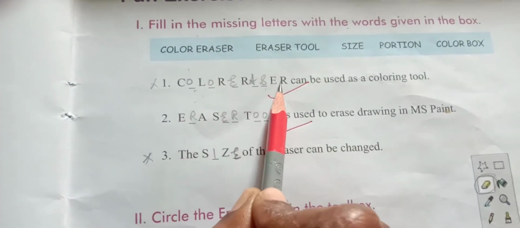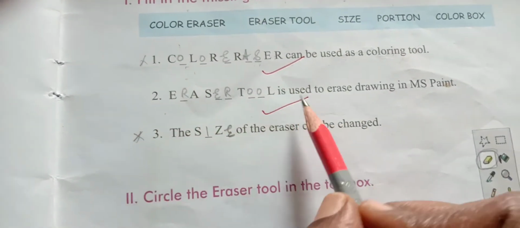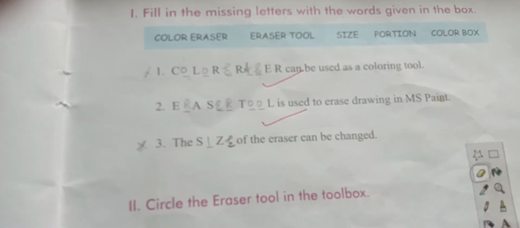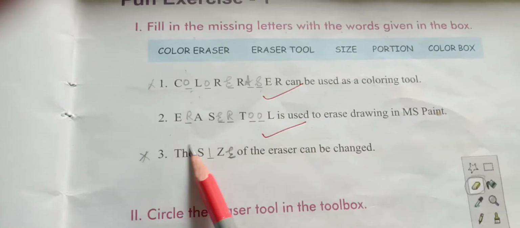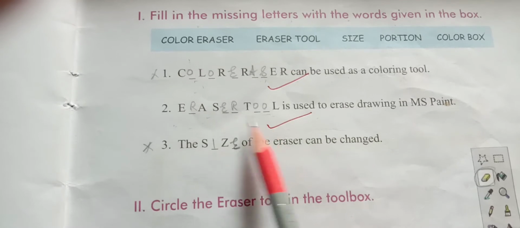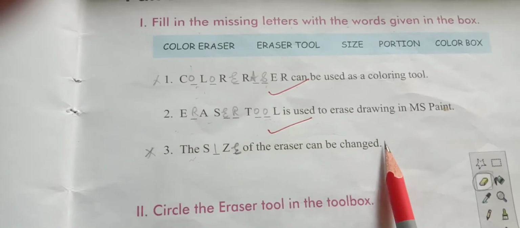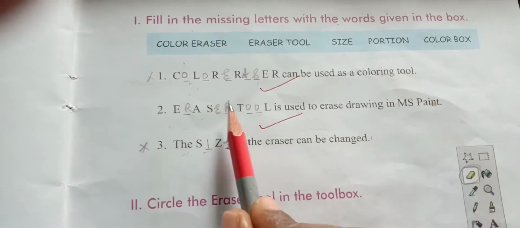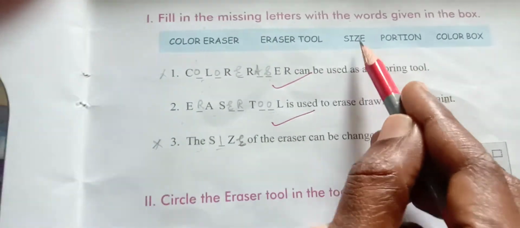Fill in the missing blanks. The second one, dash is used to erase a drawing in MS Paint. So the eraser tool helps us to erase our drawing. Third one, the dash of the eraser can be changed. The size of the eraser can be changed. So write all the answers: this is the first one, second one and third one.